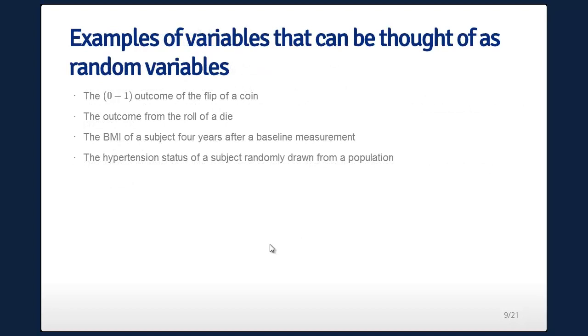So here are some examples of things that can be thought of as a random variable. The 0-1 outcome of the flip of a coin: if we code, say, a tail as a 0 and a head as a 1, then our outcome, 0 versus 1, is a binary random variable. And we'll talk later on about how to describe those. The outcome of a die roll is, of course, also a random variable. How about the BMI of a subject 4 years after a baseline measurement? We're going to model that as if it were random. The hypertension status of a subject randomly drawn from a population. Again, we're going to model that as if it's random.